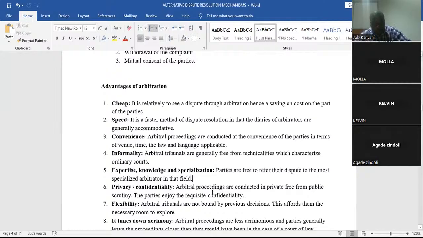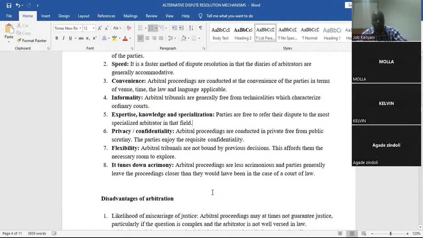Flexible. Arbitral tribunals are not bound by previous decisions. So this affords them the necessary room to explore. For example, courts, we said, apply what we call judicial precedents, or case laws. So these judges of the courts normally apply judicial precedents. They make rulings by simply referring to rulings that were made in the past.